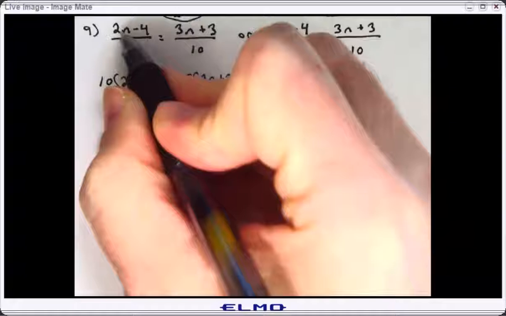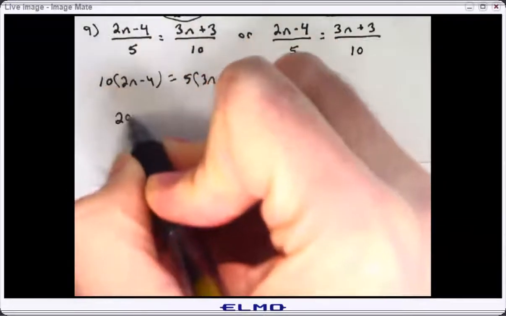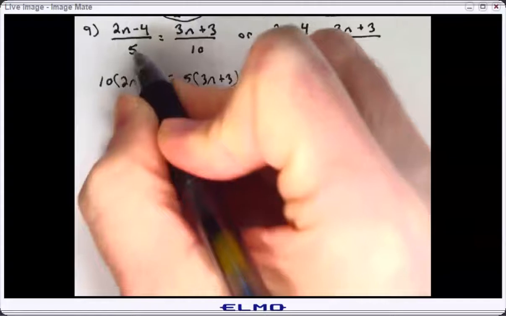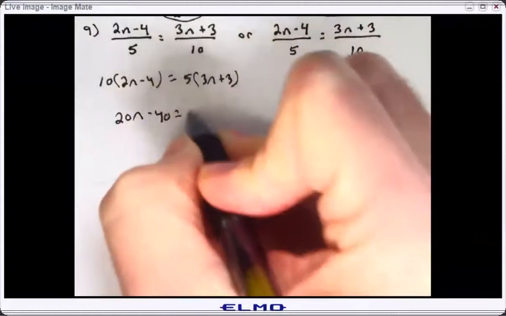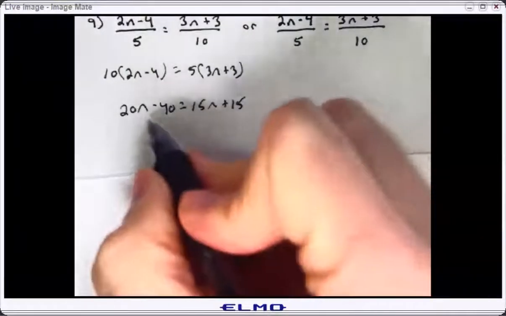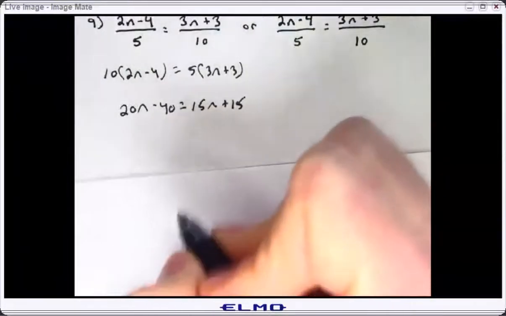10 times 2n is 20n. 10 times negative 4 is negative 40. And going the other way, 5 times 3n is 15n. 5 times 3 is 15. Step 1, simplify. Done. Both sides are in simplest form. Step 2, variable on one side.